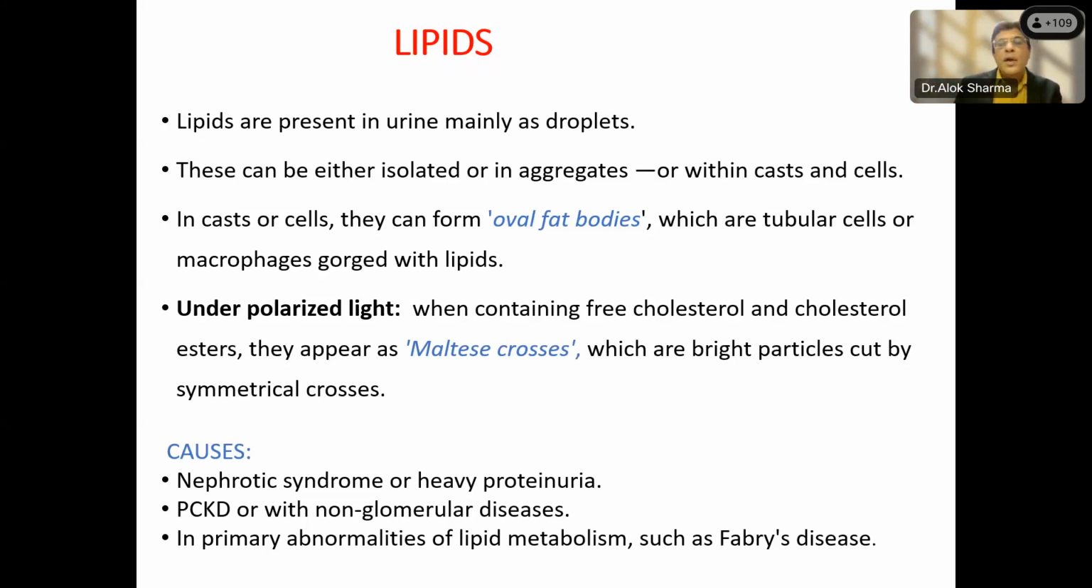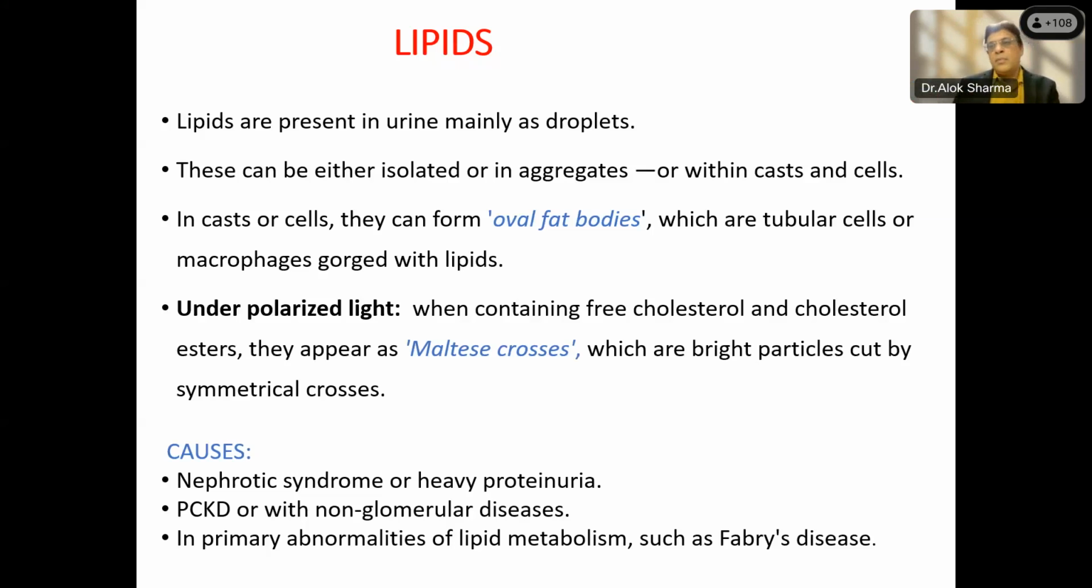Basically, these are tubular cells or even macrophages, for example, and lipids are in the cytoplasm of the cells. Because the lipids are so much in amount and they form aggregates, they start appearing as oval fat bodies. When you want to identify these oval fat bodies, a very good examination is doing it under polarized light. Under polarized light, they appear as nice Maltese crosses. I'm sure I have a picture of this. These are Maltese crosses which are seen. So the oval fat bodies appear as Maltese crosses in polarized light.